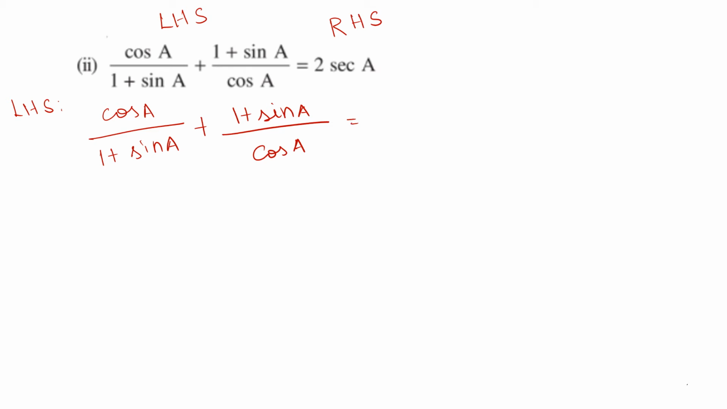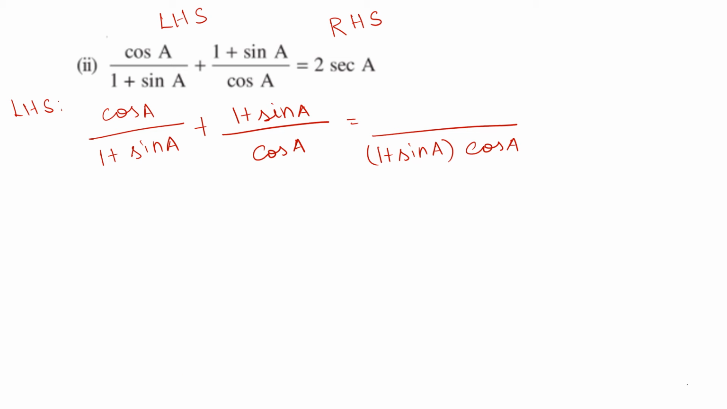For this you have to take the LCM. What is the LCM? The LCM is (1 plus sin A) into cos A, right? In the first term, 1 plus sin A is there, but cos A is not there, so you multiply both the numerator and denominator by cos A. The same way in the second term, cos A is there, but 1 plus sin A is not there, so both the numerator and denominator are multiplied by 1 plus sin A. So the first term is multiplied by cos A, and the second term by 1 plus sin A, okay?